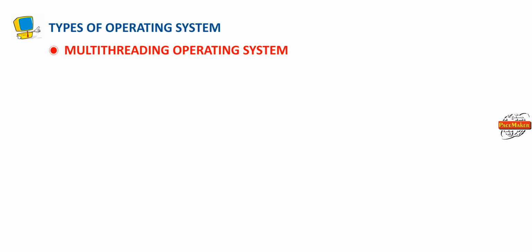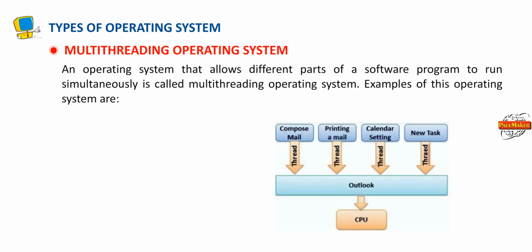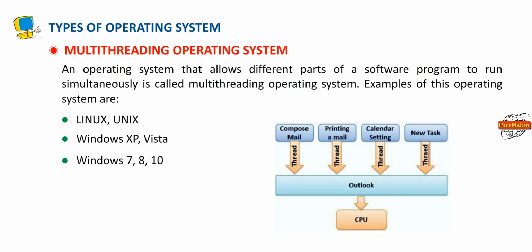Multi-threading operating system. An operating system that allows different parts of a software program to run simultaneously is called a multi-threading operating system. Examples of this operating system are Linux, Unix, Windows XP, Vista, Windows 7, 8 and 10.